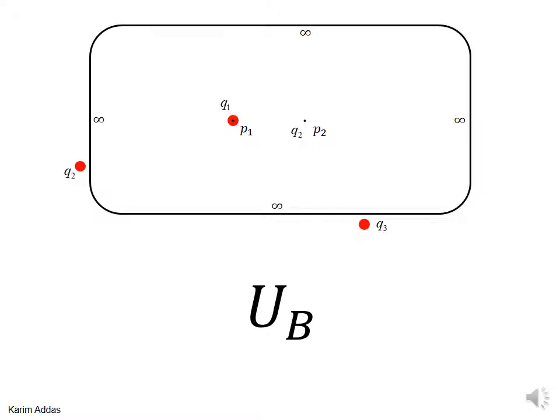Configuration B is characterized by having charge Q1 at point P1 and charge Q2 and Q3 at infinity. And this configuration has energy UB. This configuration is configuration C. Charge Q2 is located at point P2, charge Q1 is located at point P1, and charge Q3 is at infinity. The energy in this configuration is UC.